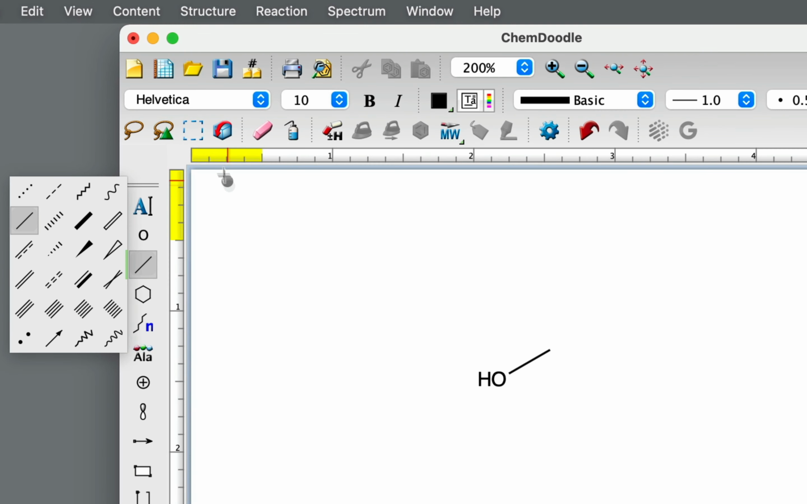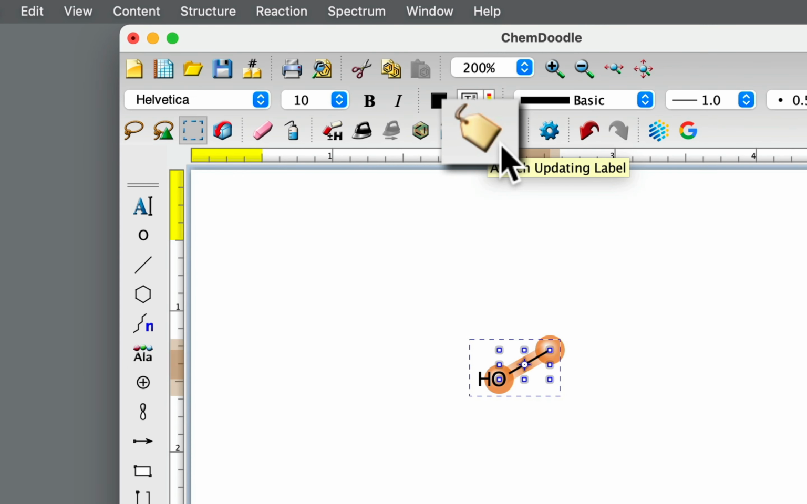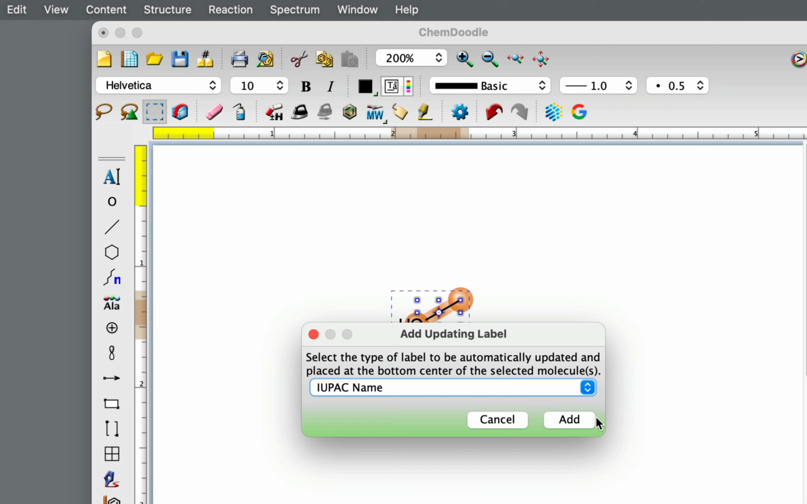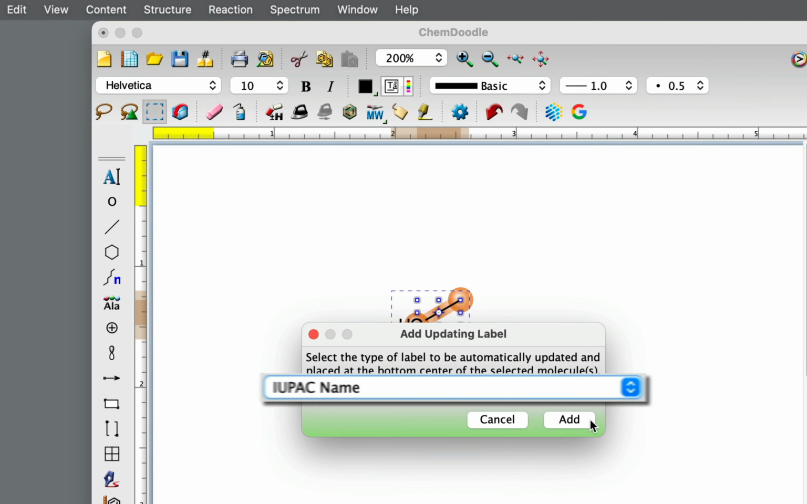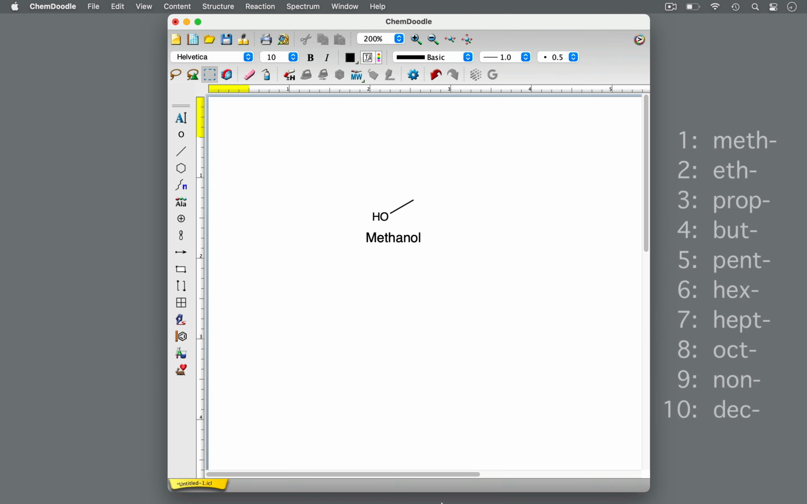To name a molecule in ChemDoodle, select the molecule and press the Attach Updating Label button. In the pop-up, be sure the IUPAC name is selected, and press Add. This alcohol is methanol. An alcohol with 2 carbons is ethanol.